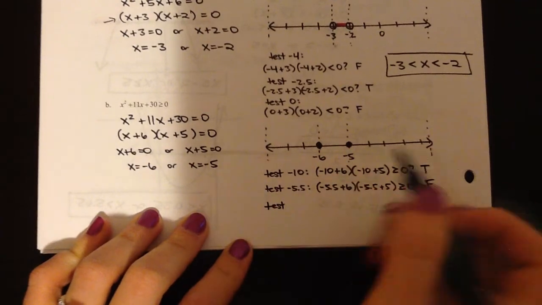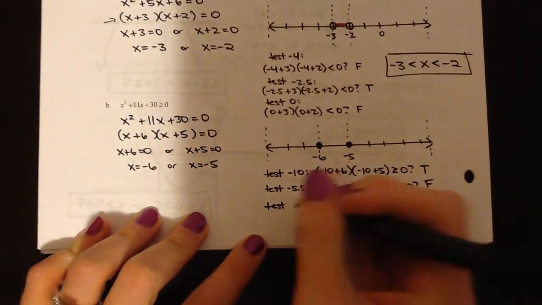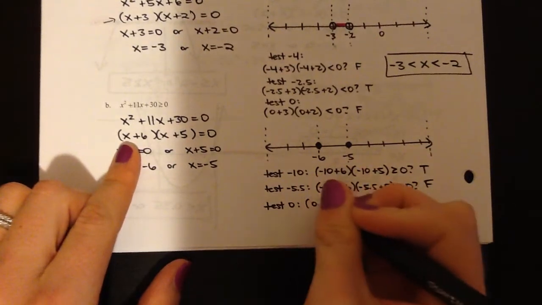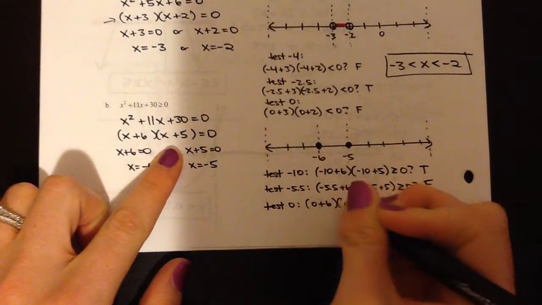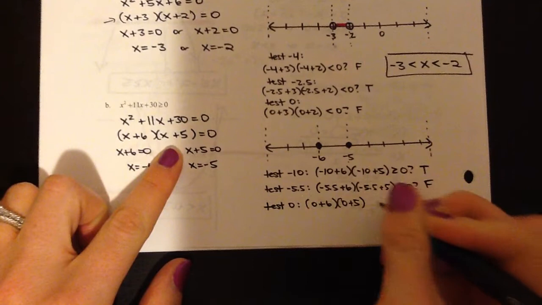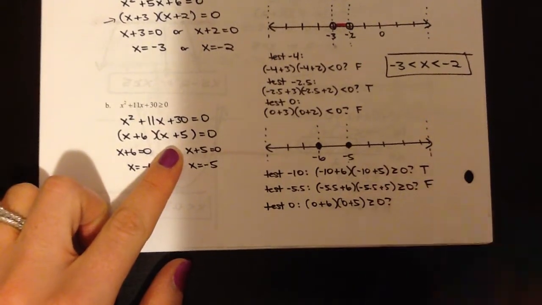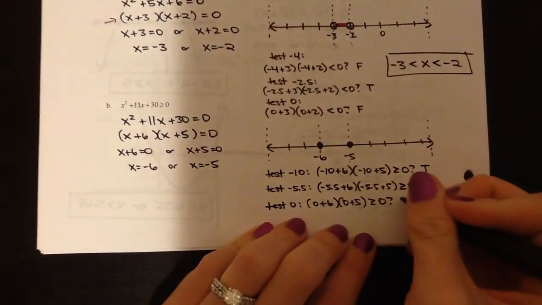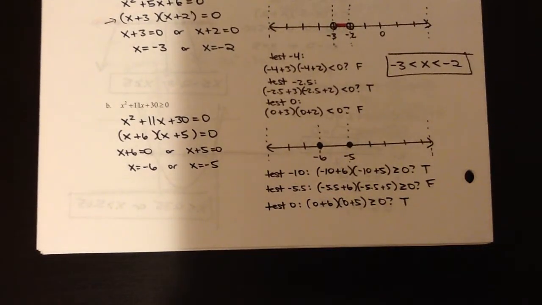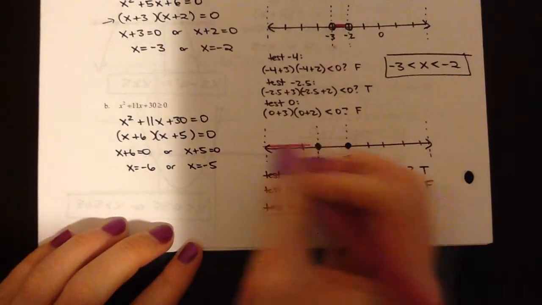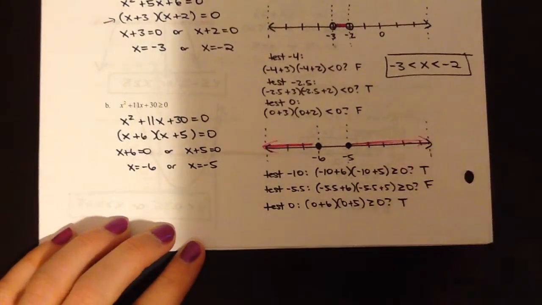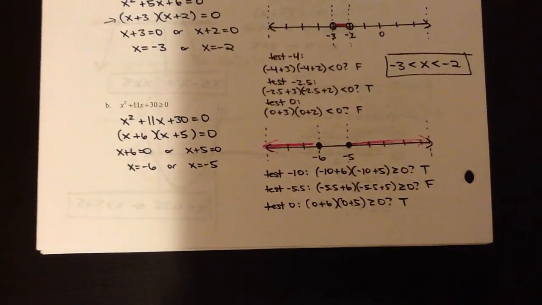Last thing is I test anything above negative 5, which I always use 0 whenever I can. So plug this in. 0 plus 6 times 0 plus 5. Does that come out to be greater than or equal to 0? Well, this is positive and this is positive, so yes, it comes out to be positive. Okay, so my true regions were this region right here and this region right here. Those 2 regions came out to be true. So that's an OR graph.